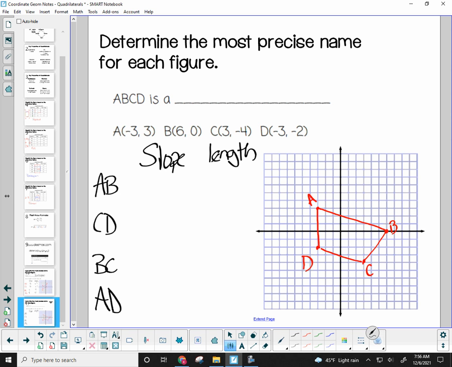So let's break up the work here. You guys are going to find the slope of AB. You guys are going to find the slope of CD. You guys find the slope of BC. You guys find the slope of AD. You guys find the length of AD. Yep, you guys find the length of CD. Once you guys have your part, just send somebody up to write it in.